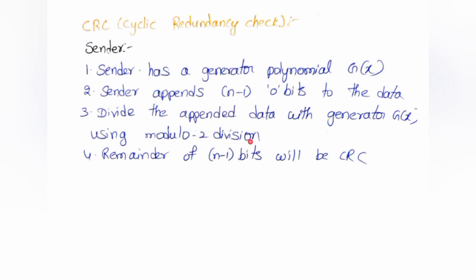It will divide the appended data with the generator g(x) using modulo 2 division. Here we are performing modulo 2, which means the XOR operation. The remainder of n-1 bits will be the CRC. This will be done at the sender side.